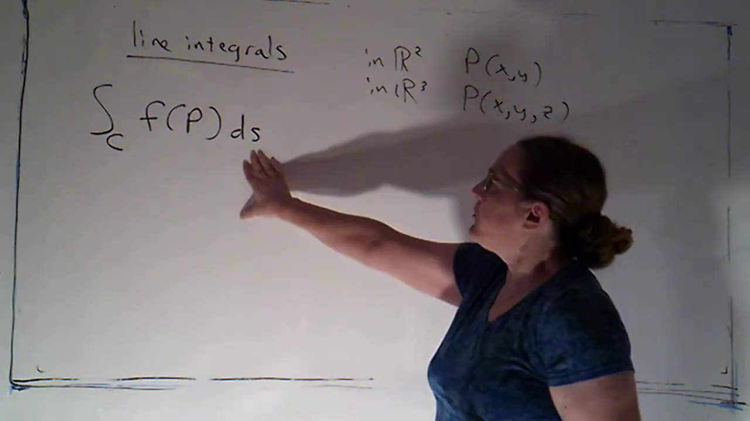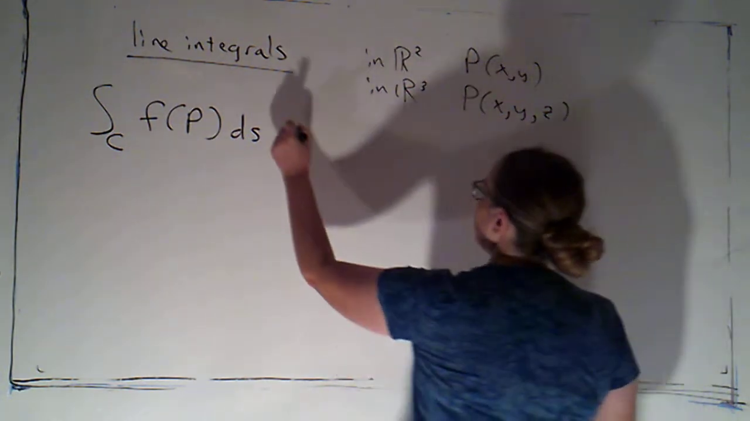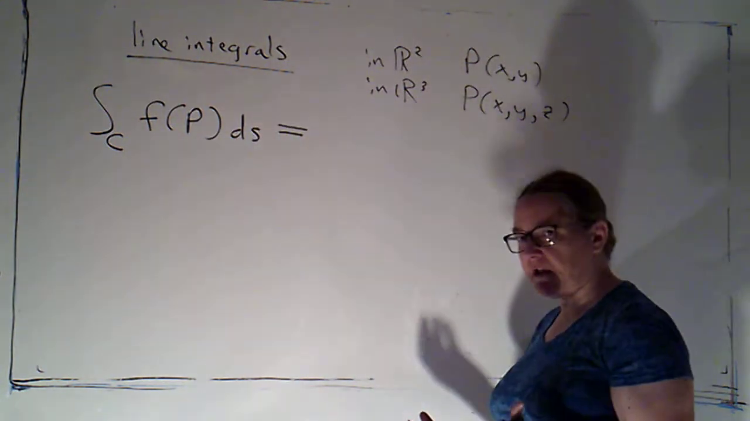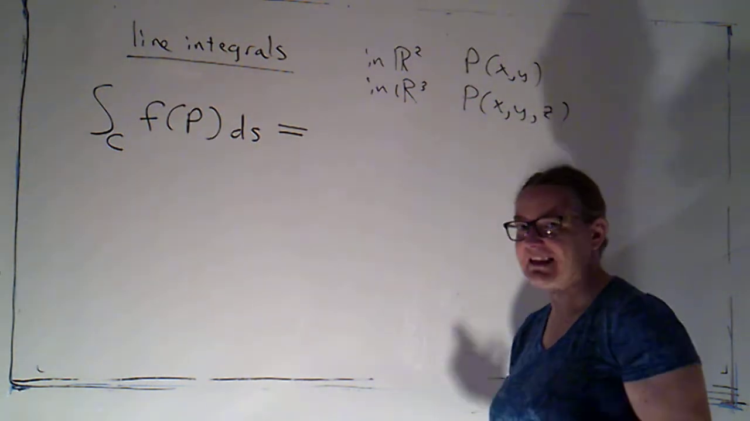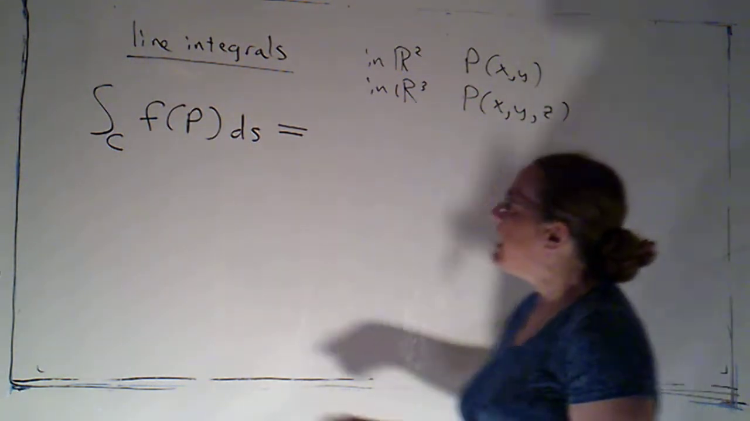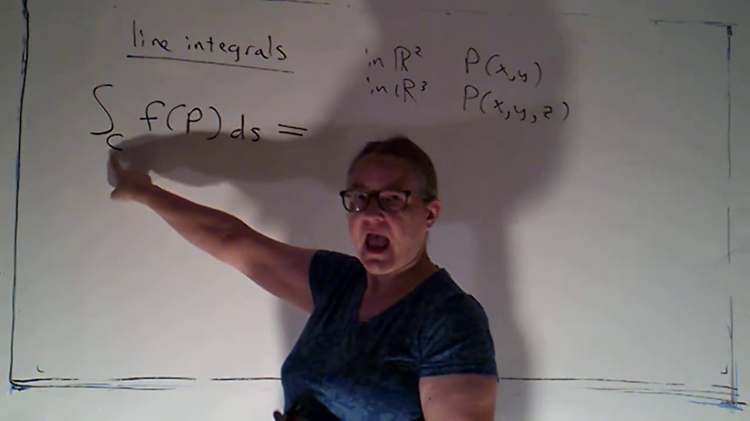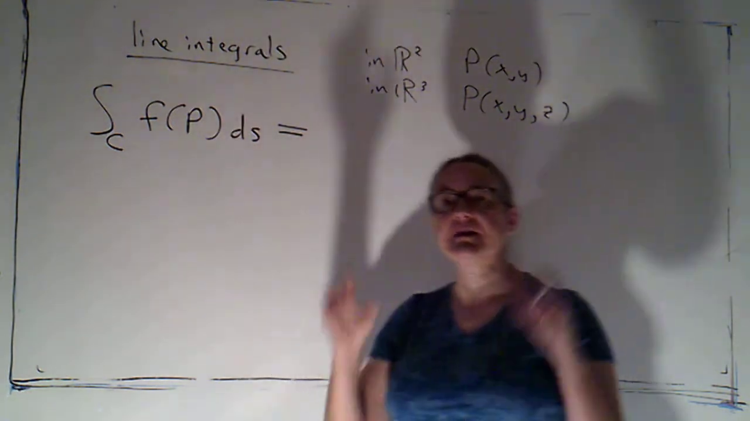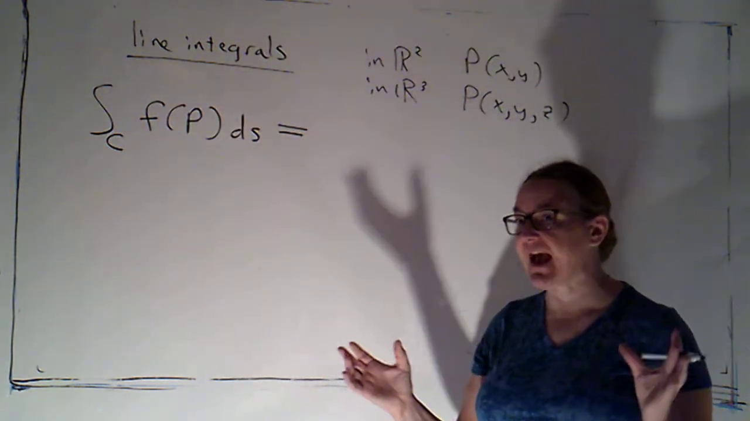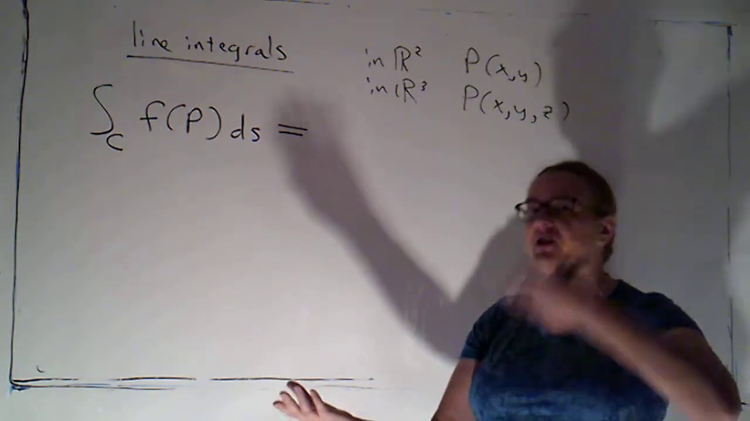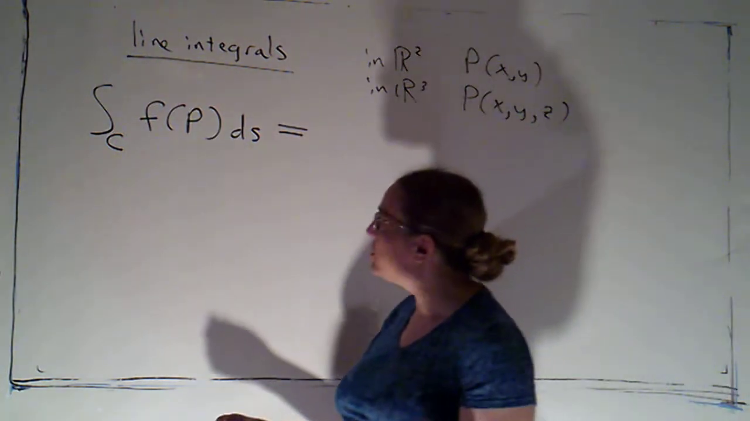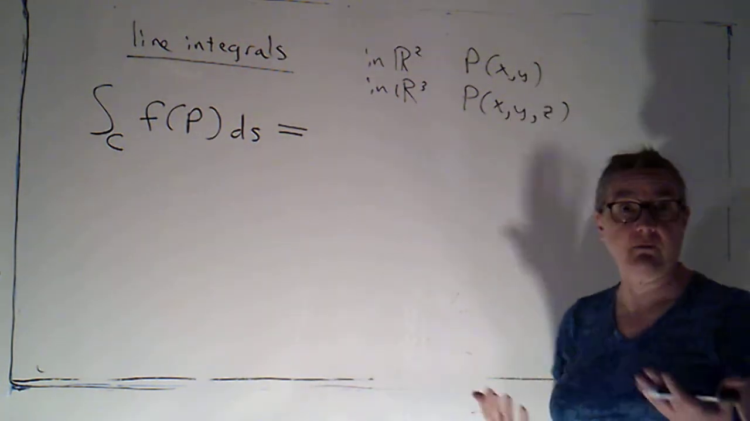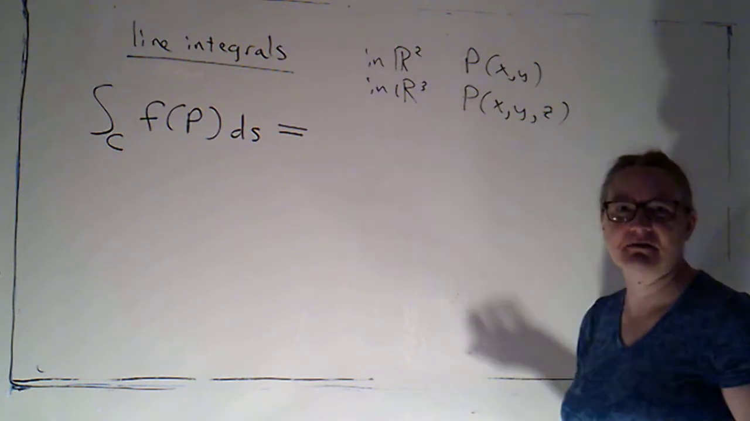Now, the way we evaluate something like this is we need to parameterize the curve. If we're working with a line integral or a surface integral, that's the key. You've got to parameterize. Because this is a single integral, I need to express everything in terms of one variable. That's going to be my parameter, because that's the beauty of a parameterization. It matches the number of variables to the dimension of the object. A curve is a one-dimensional object, but if it's living in 2-space or 3-space, I'm describing points on that curve using 2 or 3 variables.